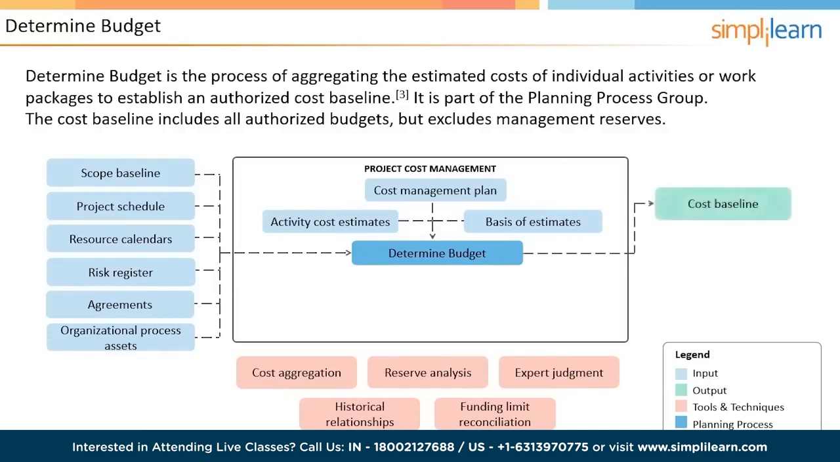The output of this process is the cost baseline. This is an authorized project budget over a period. This is used to measure, monitor, and control overall cost performance of the project. In addition to this, the project funding requirements are also arrived at. Funding requirements means how much fund the project requires monthly, quarterly, or yearly for the execution. The last output of this process is project document updates.